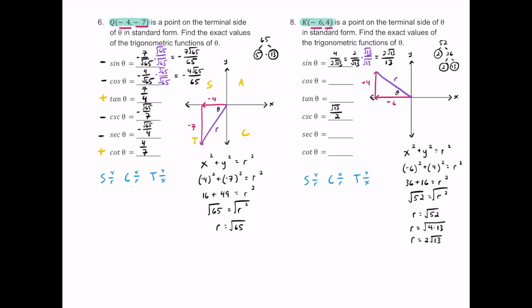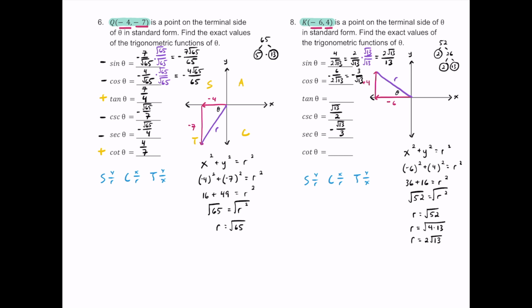Okay, and then let's move on to the cosine ratio. It's x over r, so here's x. It's negative 6 over r, which is this 2 root 13. So we have negative 6 over this 2 root 13. We can divide both top and bottom by 2, so it's going to be negative 3 over root 13. Running out of space here. For secant, I'll just flip that upside down. It'll be negative root 13 over 3.